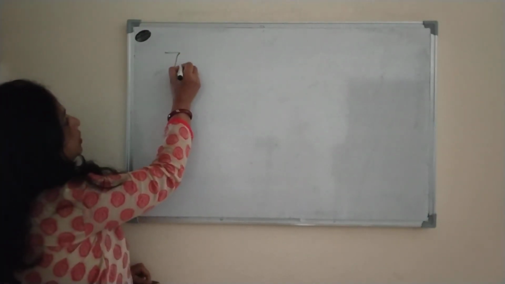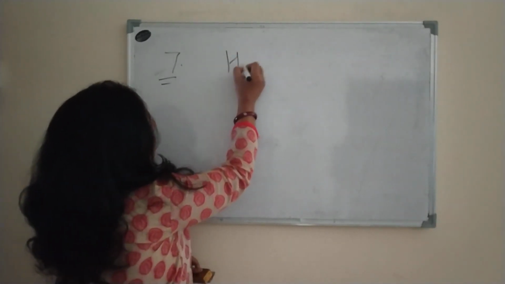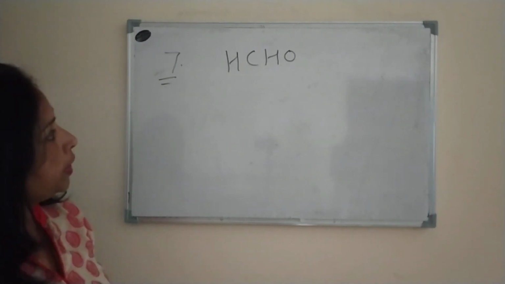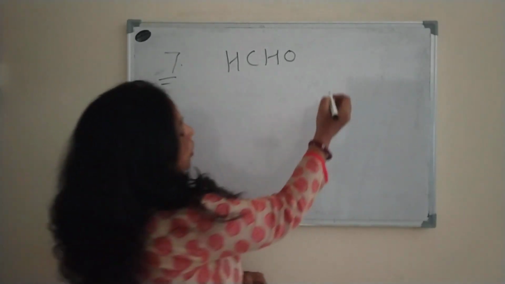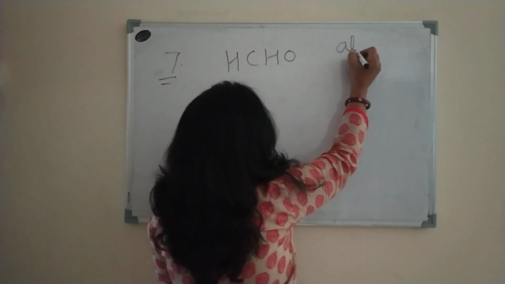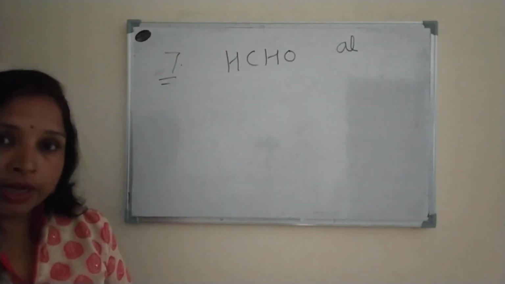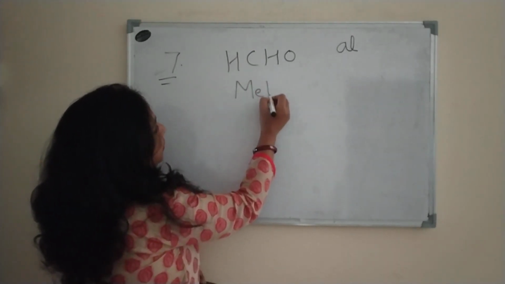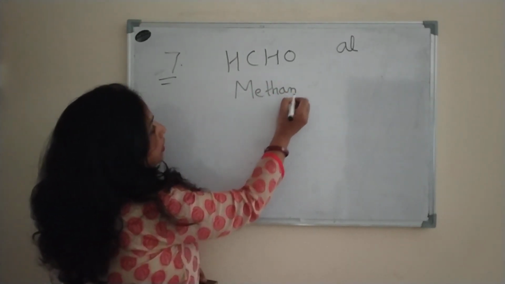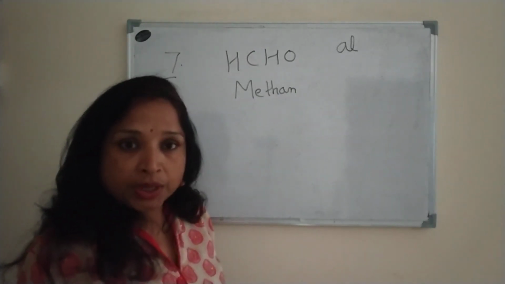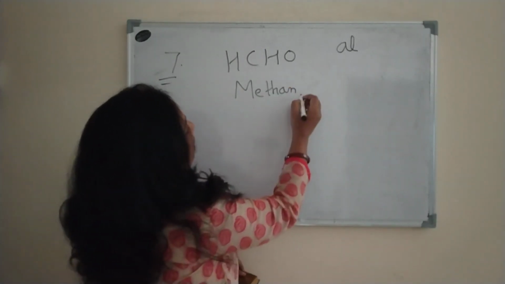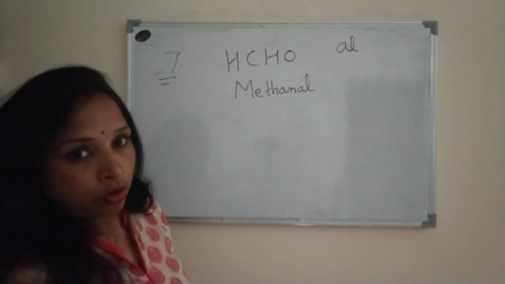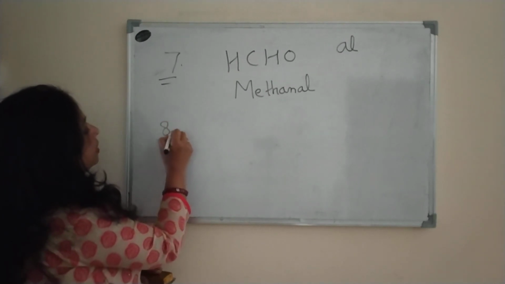The 7th one, HCHO. The common name is formaldehyde. For the IUPAC name of an aldehyde, we add the suffix -al. Because only one carbon is present, we write methane, remove the E of methane and add al: methanal. The name becomes methanal. Okay, let's take another example.